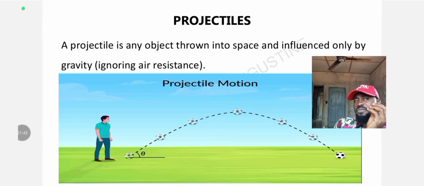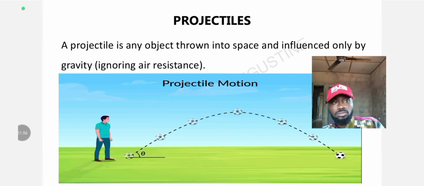For example, if I throw a table tennis ball upwards, it doesn't just fall straight down like this. No. If I throw the object into space, the table tennis ball will not just descend straight. The acceleration continues to reduce as it descends.